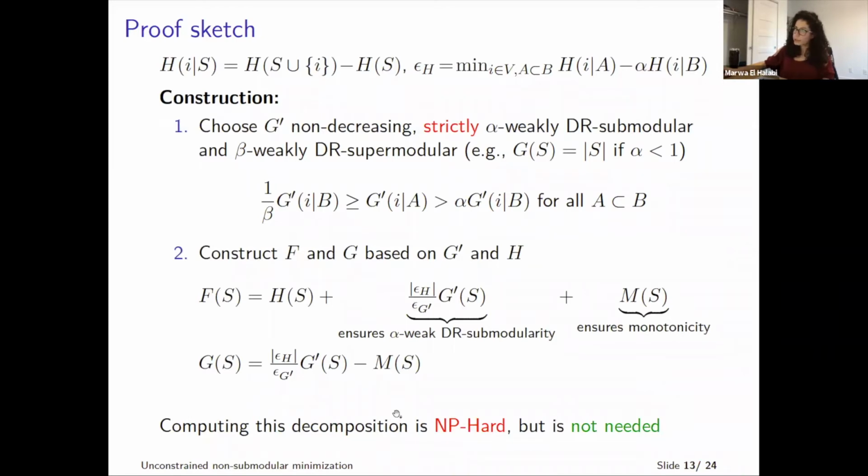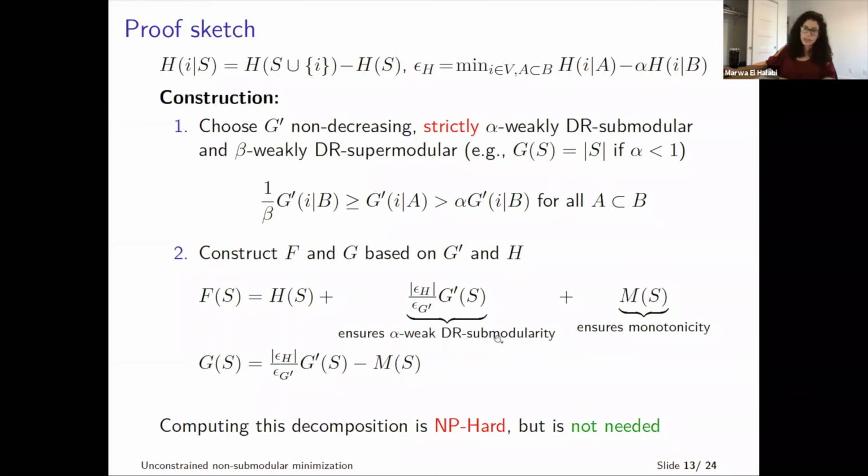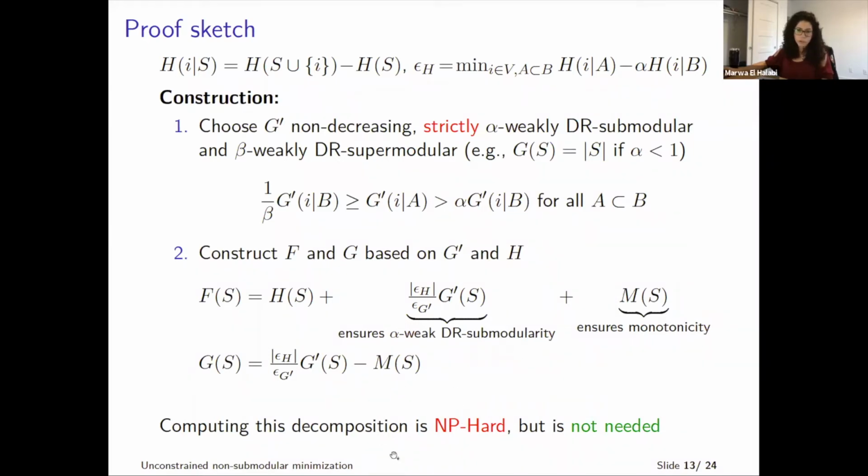Okay. So a caveat here is that constructing these f and g is in general NP-hard, particularly because we're using this quantity epsilon h, which requires going over all possible sets to be able to compute it. But the good thing is that the algorithm that I'm going to be proposing will actually not need to know the decomposition. This is only needed to provide theoretical guarantees.